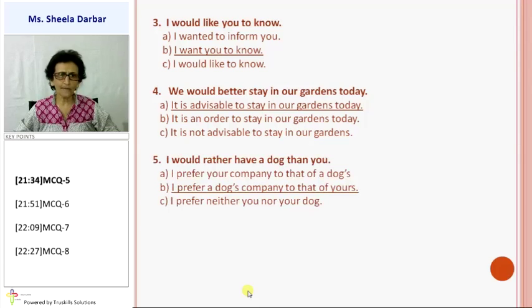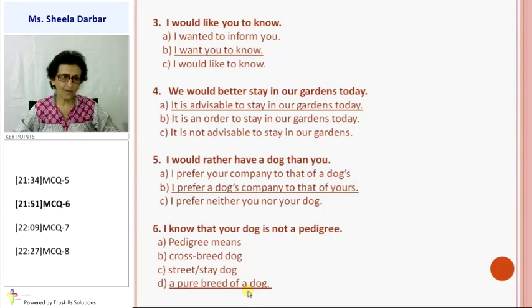Fifth, I would rather have a dog than you. First one is, I prefer your company to that of a dog. Of course not. I prefer a dog's company to that of yours. Yes, correct. And I prefer neither you nor a dog. So, second option is the correct one.